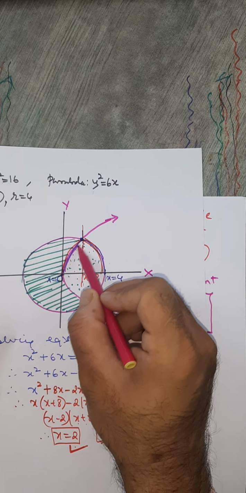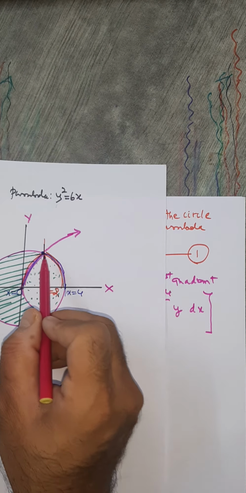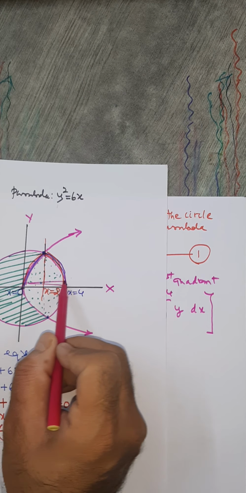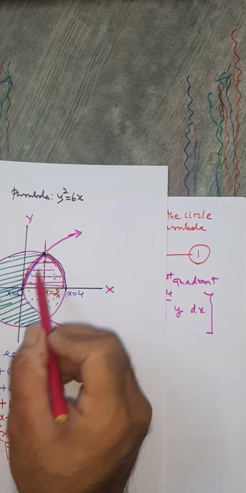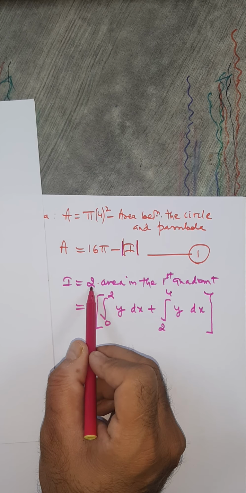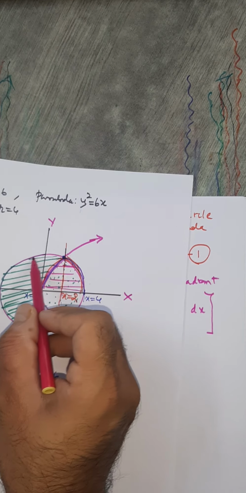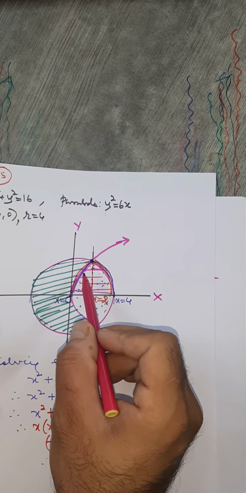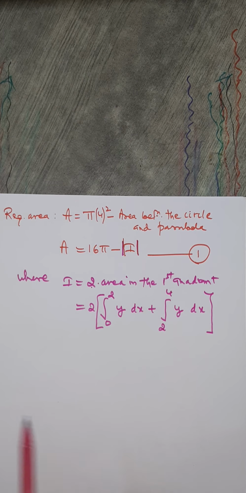0 to 2 is bounded by the parabola, 2 to 4 is bounded by this. So you will get this much portion, remember, and we'll make it double. That's why I wrote 2 here. And then we'll place it here. So you will get the area of this green shaded region, because the question says exterior region, remember.